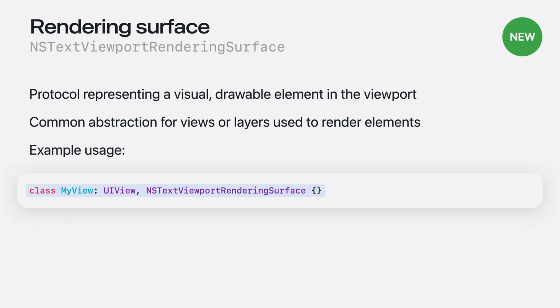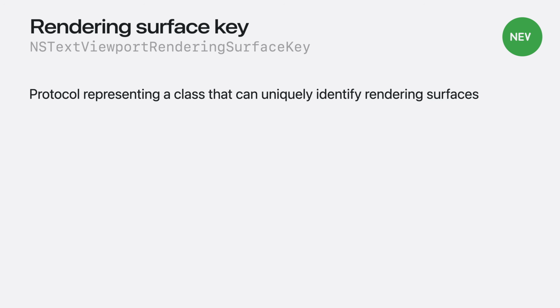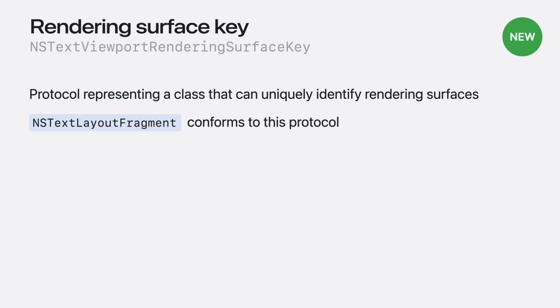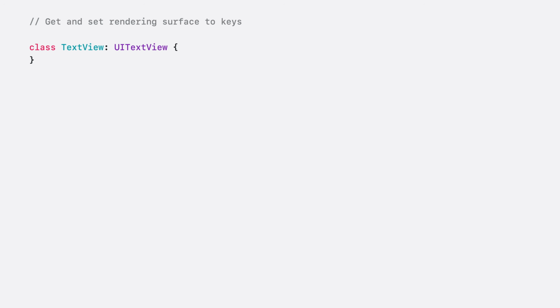The rendering surface comes with a companion key protocol, NSTextViewportRenderingSurfaceKey. A rendering surface key is any class that can uniquely identify a rendering surface across viewport layout process cycles, like NSTextLayoutFragment. This means you can use NSTextLayoutFragment as a key to cache rendering surfaces in map tables or dictionaries. The viewport layout process extensively uses the rendering surface key to rendering surface mapping internally.